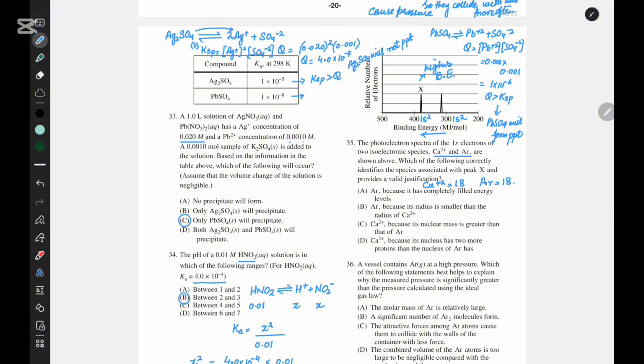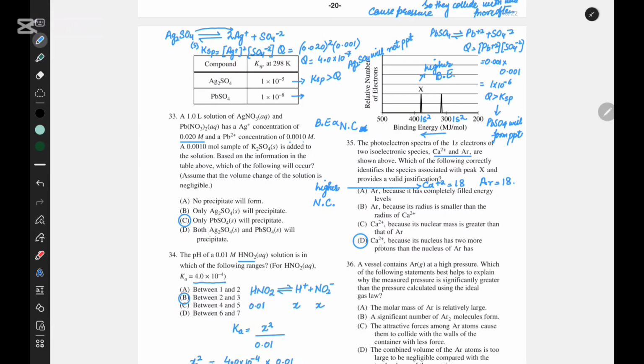You can see one thing: why it is having higher binding energy, because calcium is +2 and it is having higher nuclear charge, because it is having a nuclear charge of +2. So as it is having the higher nuclear charge, it is going to have higher binding energy, because binding energy is directly proportional to nuclear charge. So calcium is having the greater binding energy as compared to argon. So the answer is calcium, D part.